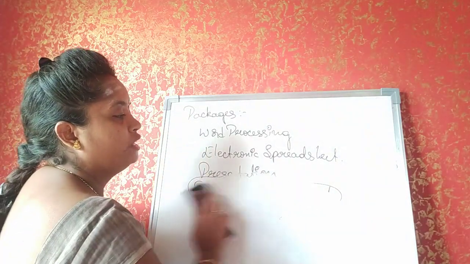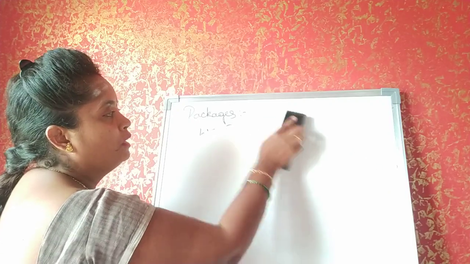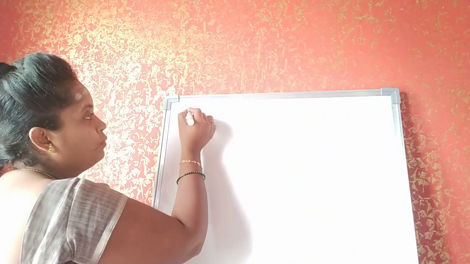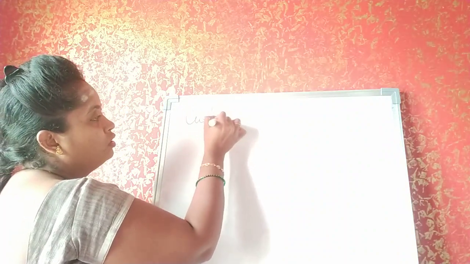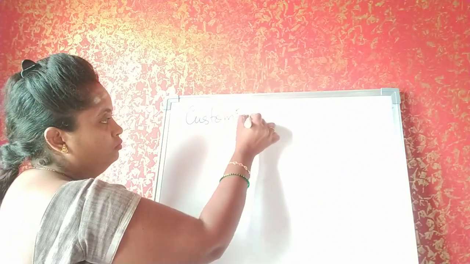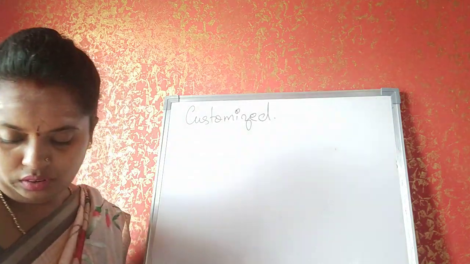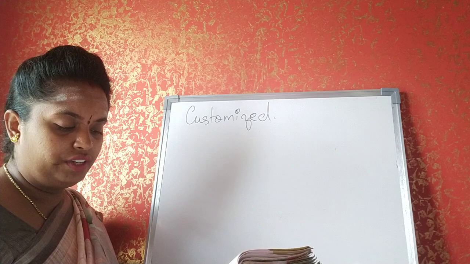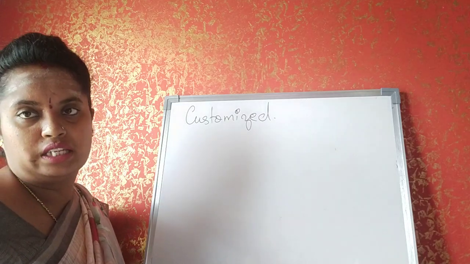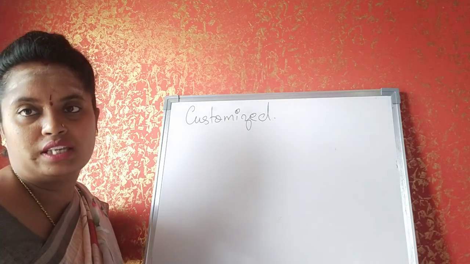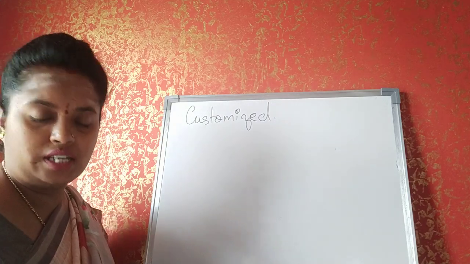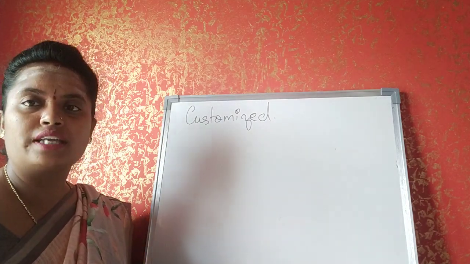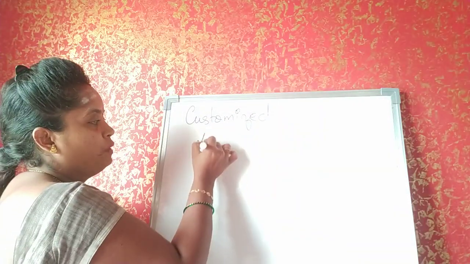Now we will be moving on to the customized software. By the word customized itself, you will get to know what it is. General software available in the market fits the requirement of an organization. Only for a particular organization it is made. Understand, children? So it is related to the organization, for example, library management.